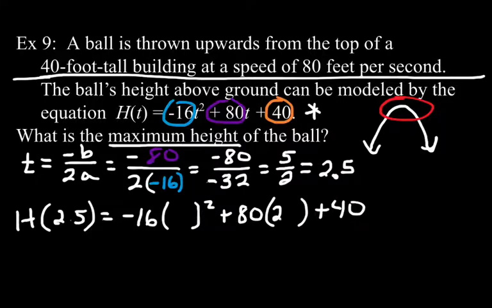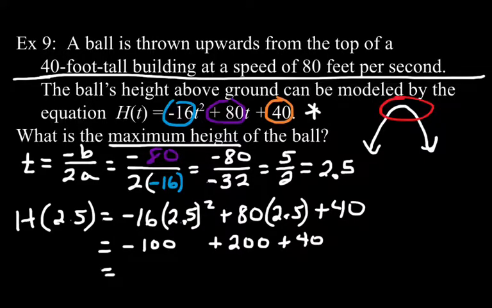Actually, let's see. So we're going to put in the 2.5 here and here. So let's see. 2.5 squared is, I think it's 6.25. And we're going to multiply by that a negative 16. Okay, let me do the second one first. I think there's a pattern here, so I think that's 200. I think this is 100. Let me double check. 6.25 times 16. Yep, okay, so minus 100 plus 200 plus 40.